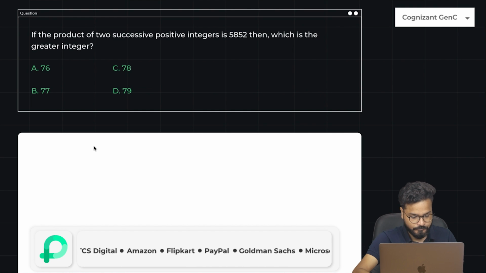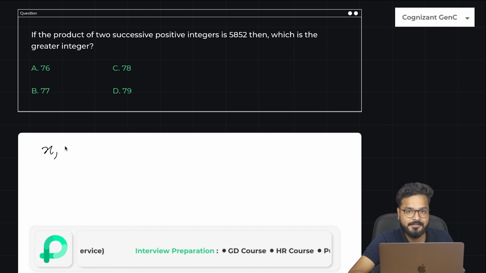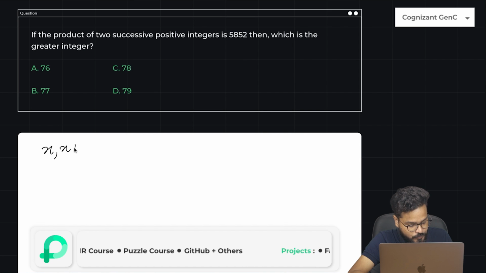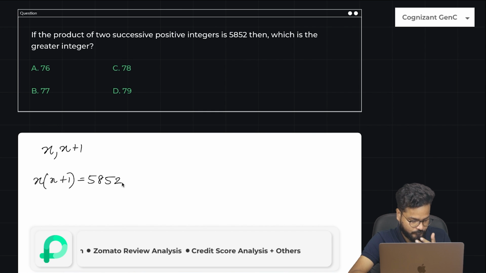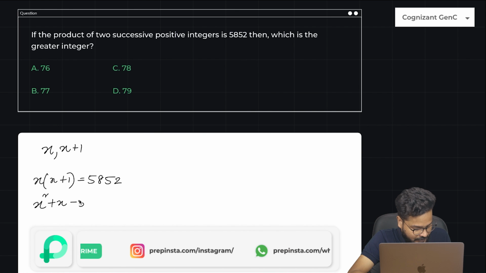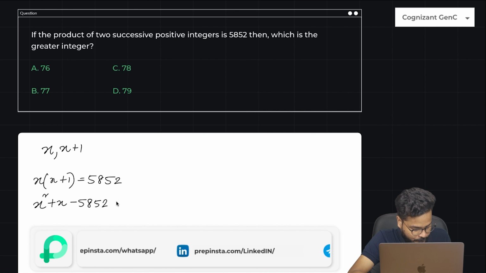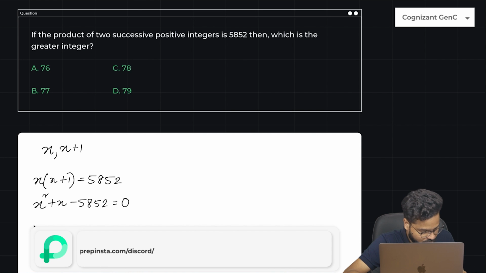The question says the product of two successive positive integers is 5852. Let me say the integers are x. If they are successive positive integers, the next one must be x plus 1. Pretty simple, right? The product of these two is 5852, which gives me x square plus x minus 5852 is equal to 0.